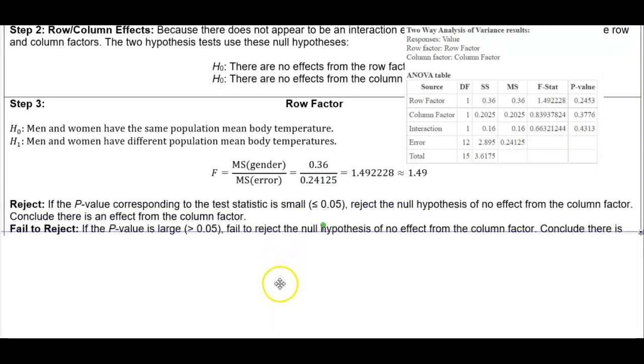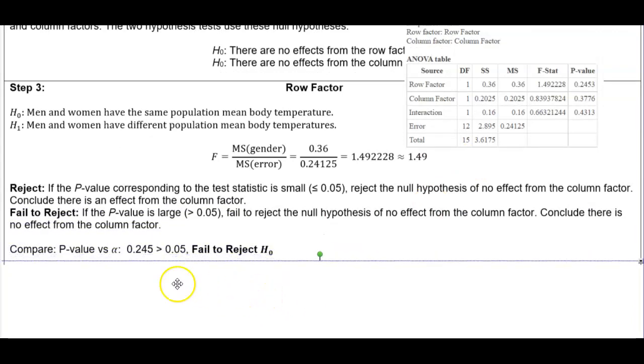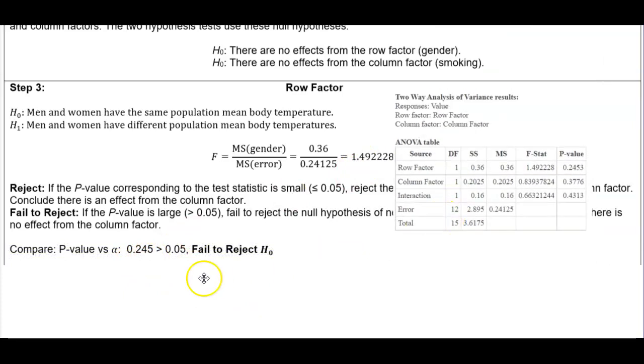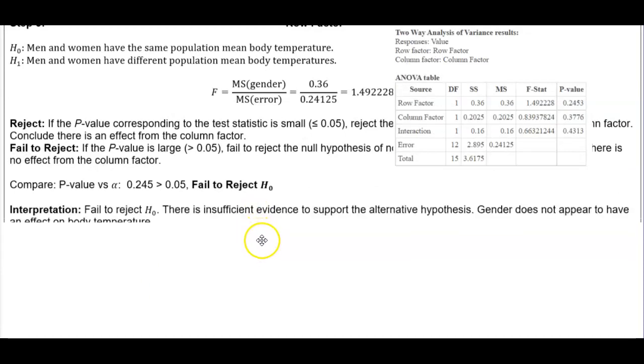So we now see that the p-value rounded to 3 decimal places is 0.245. And since it's greater than 0.05, we also fail to reject the null hypothesis. So therefore we would say we fail to reject the null. There is insufficient evidence to support the alternative hypothesis because gender does not appear to have an effect on body temperature.